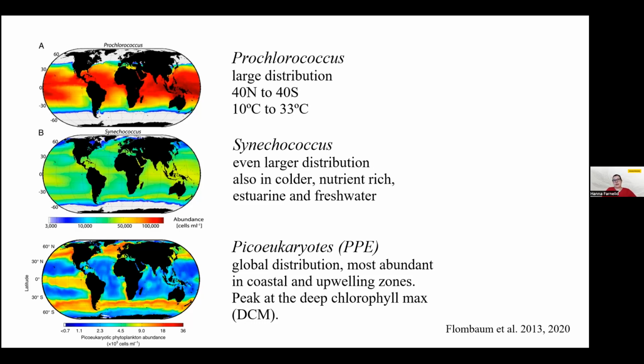When it then comes to the distribution of picoeukaryotes, picoeukaryotes really have a global distribution, but they are considered most abundant in coastal and upwelling zones. And there's usually a peak in the biomass of picoeukaryotes at the deep chlorophyll max. And what I will come back to later is also that picoeukaryotes have a distribution in polar areas, where we typically do not find the picocyanos.